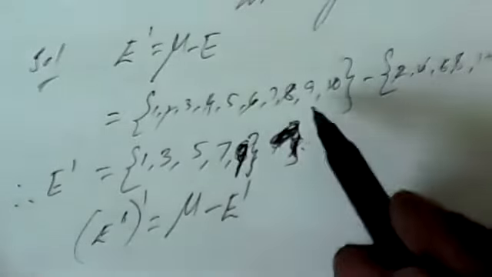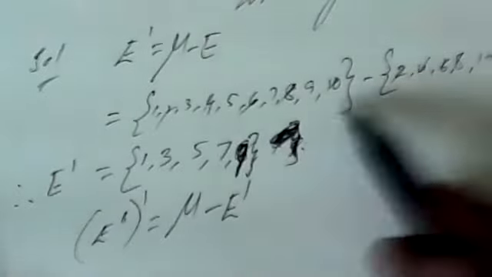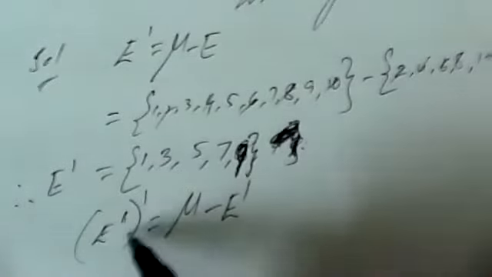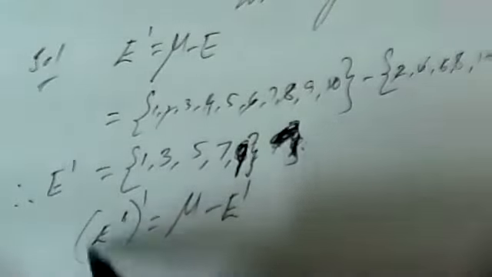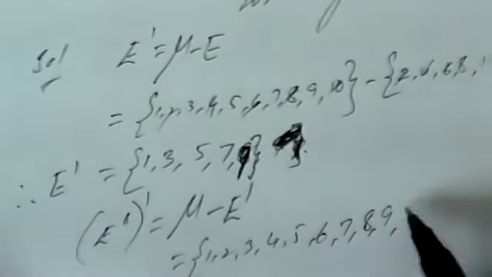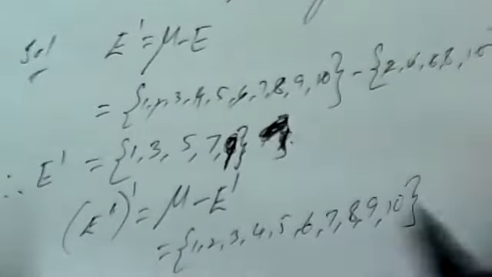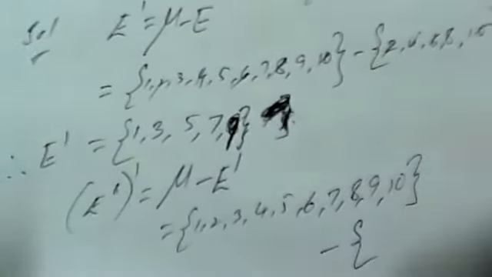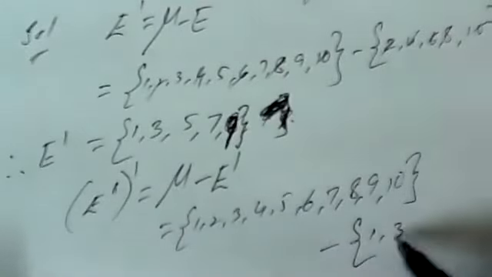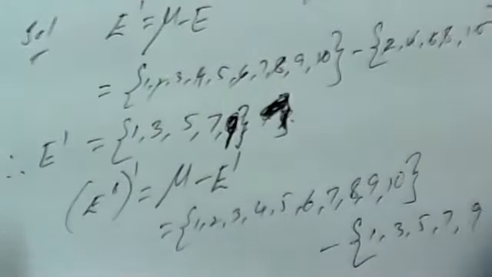So you should not write only, we have here 9. And then 10 is there. You should not write 10. So 1, 3, 5, 7, 9. Now complement of E complement is mu minus this one, E complement. So again you take mu, 1, 2, 3, 4, 5, 6, 7, 8, 9, 10, minus, what is this? E complement. What we got? E complement 1, 3, 5, 7, 9. We have it.